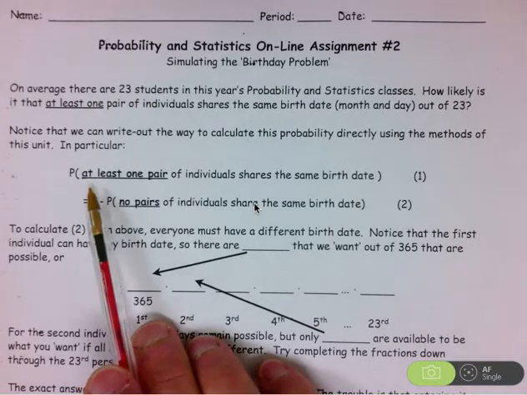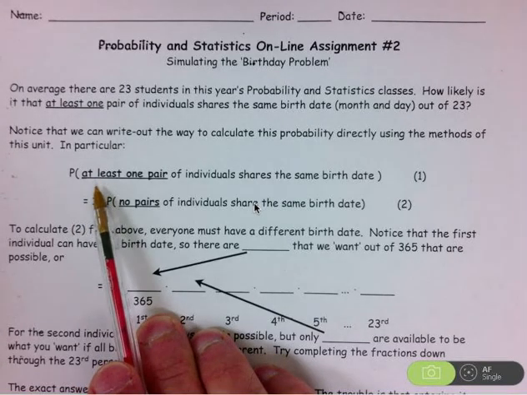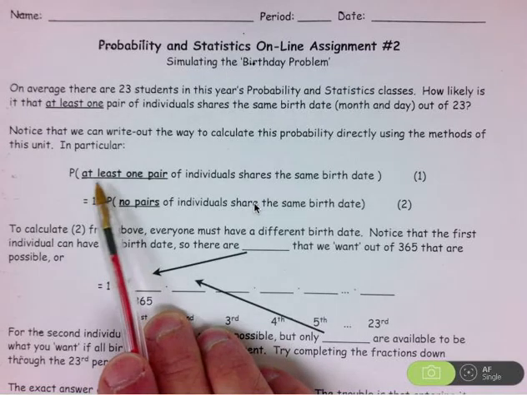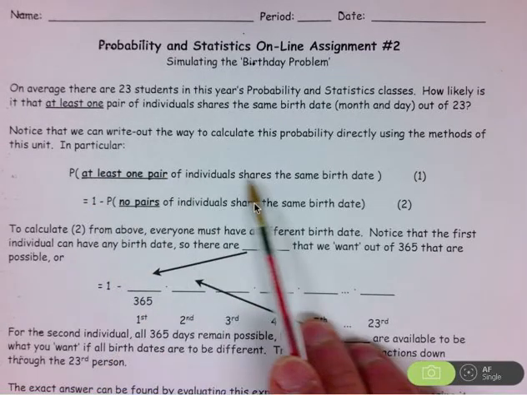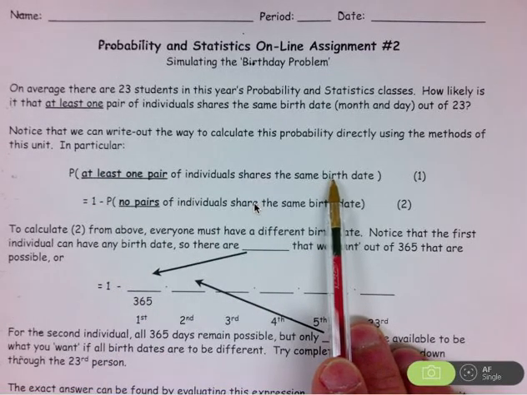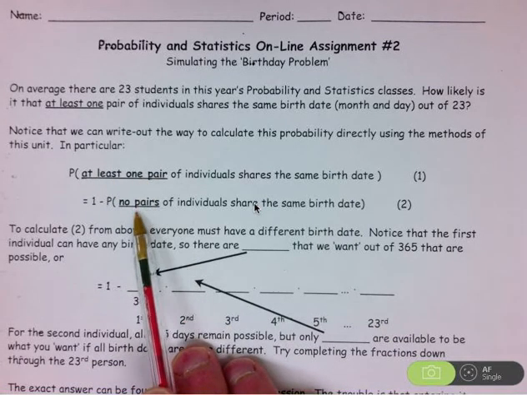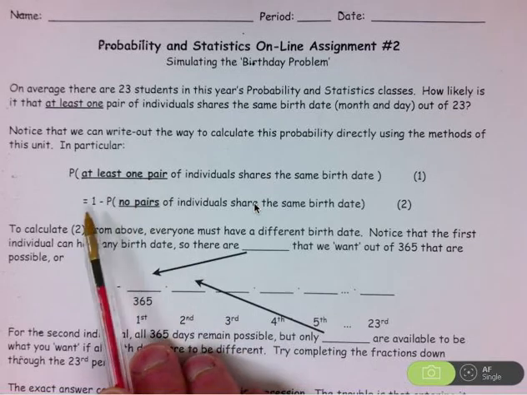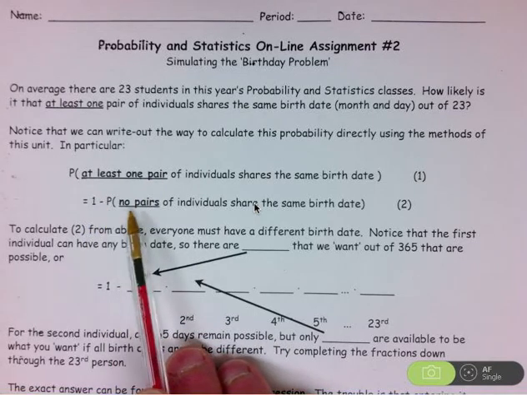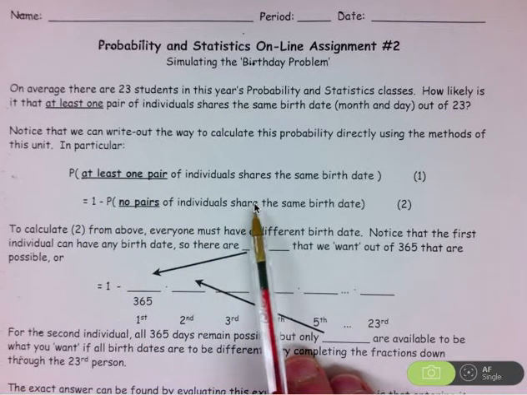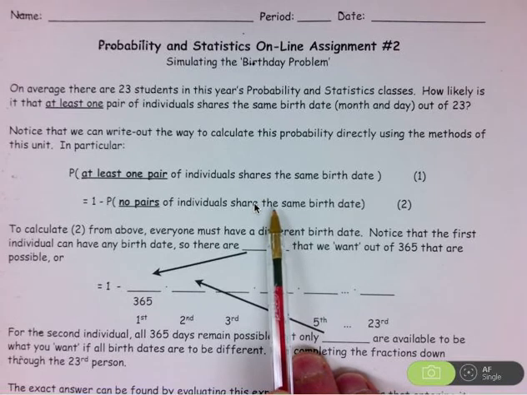So this is the probability that we want. Notice it's an at least one probability. At least one pair of individuals shares the same birth date. Remember that the complement of at least one is none. So we can think of this probability as 1 minus the probability that there are no pairs of individuals that share the same birth date. But for that to be the case, everyone must have their own unique birth date.